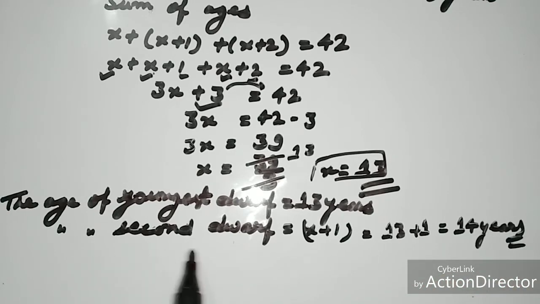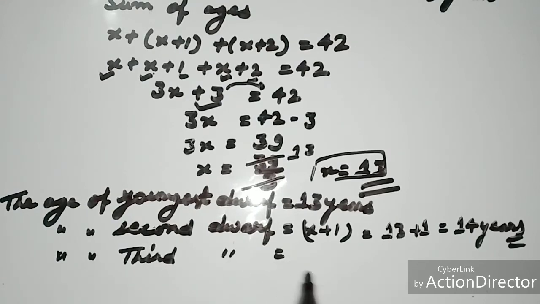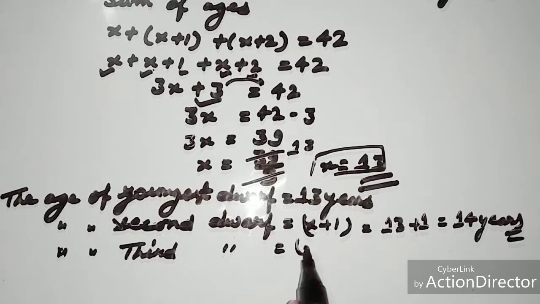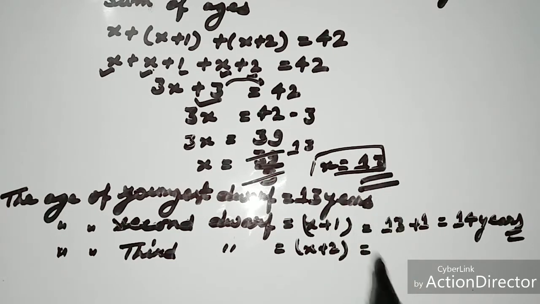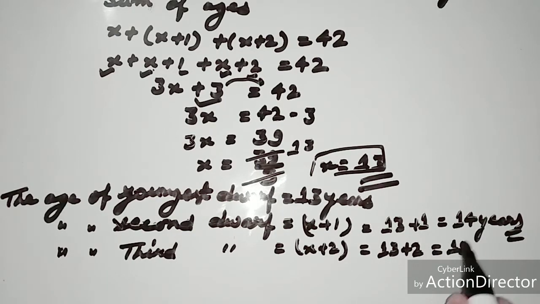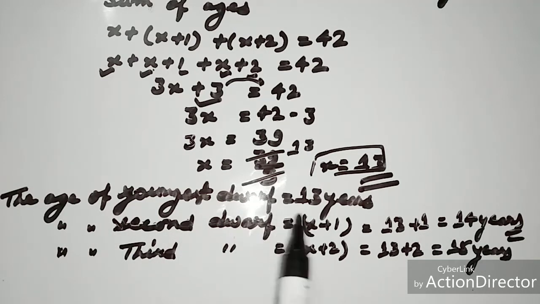So the age of second dwarf is 14 years. Now the age of third dwarf equal to x plus 2. So the value of x is 13. So here 13 plus 2 equal to 15 years. So the age of youngest dwarf is 13 years, the age of second dwarf 14 years and the age of third dwarf 15 years.